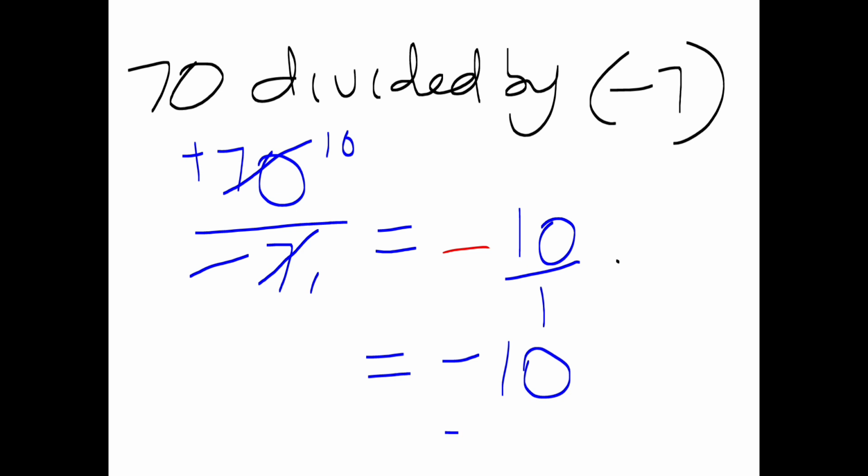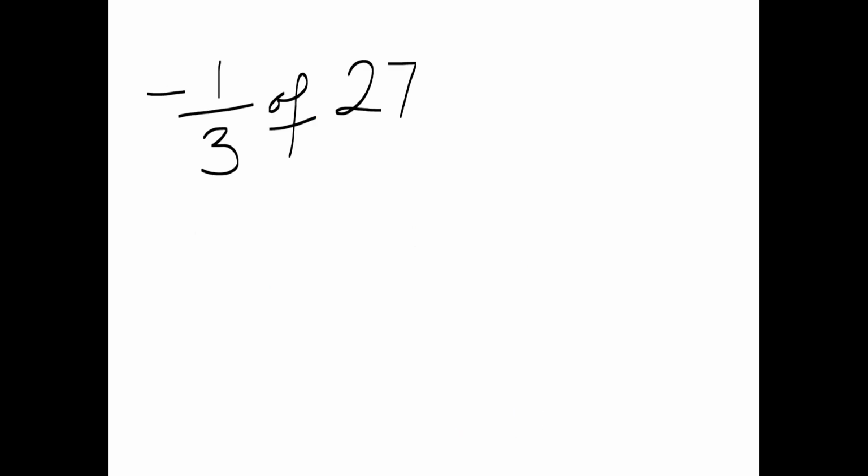Interesting. We have another question that says minus 1/3 of 27. And what does this imply? That minus 1, right, over 3. The 3 is having a plus sign. Do you agree? Very good. Minus 1/3, and of means multiplication. Interesting, right? Of what? 27.